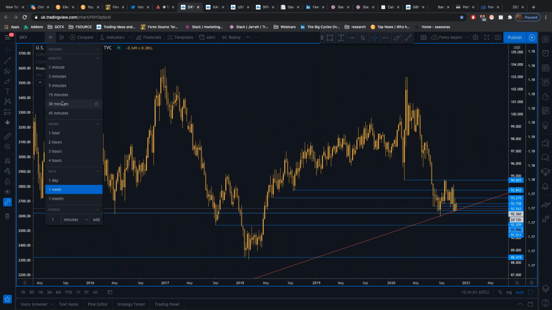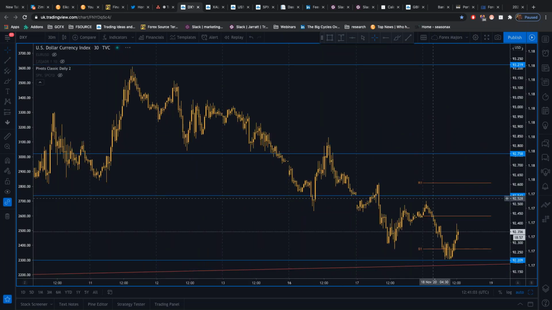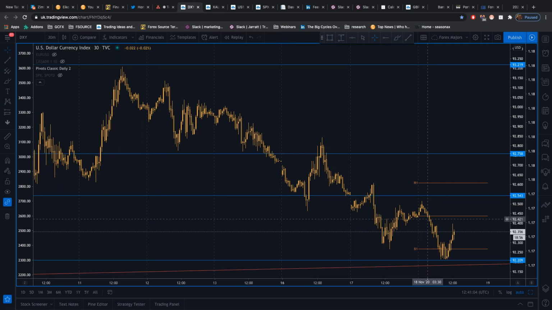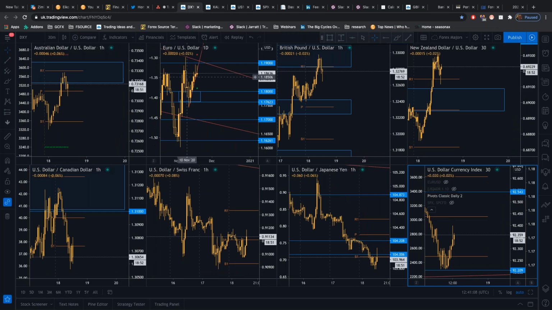We did see a little spike higher in the US dollar just before I came onto the webinar today, and that was on some Pfizer and biotech news that the final stage of their trials are out and it's 95% effective as a vaccine.